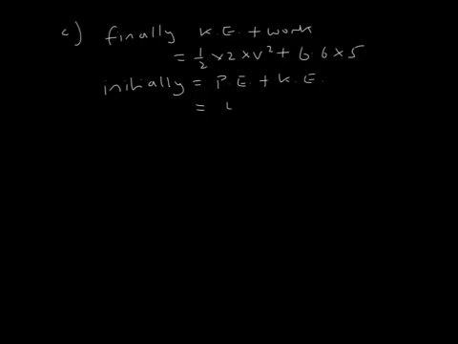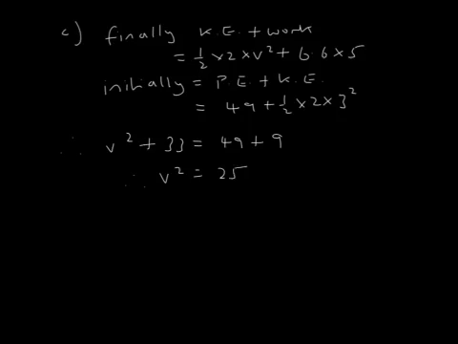So the potential energy is 49, as it was, and the kinetic energy is half mv squared, so that's 3 squared. So therefore we can equate these two. A half of 2 is 1, so that's v squared plus 6.6 times 5, that's 33, is 49, half of 2 is 1, 1 times 9 is 9. So v squared is 58 minus 33, which is 25, that's nice. So the square root of 25 is 5.